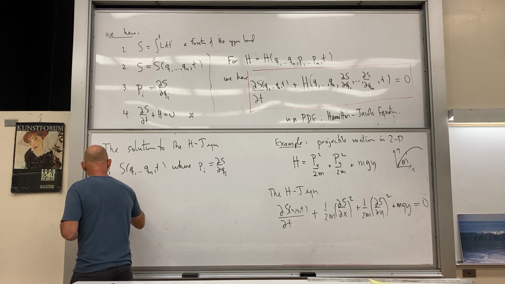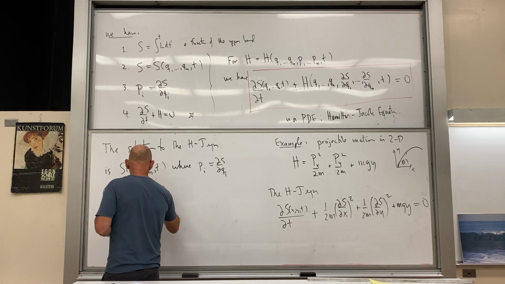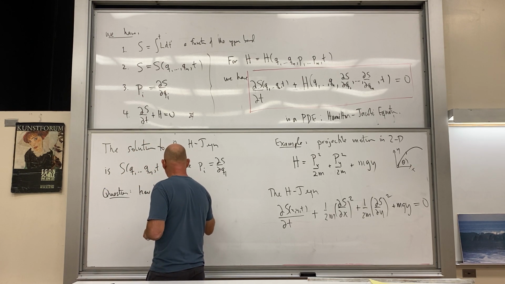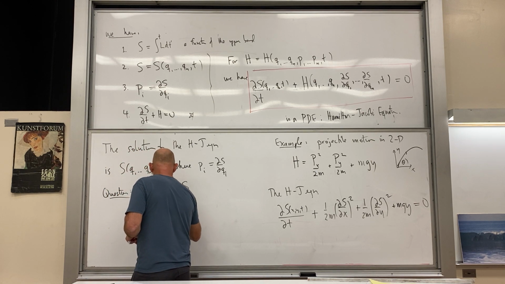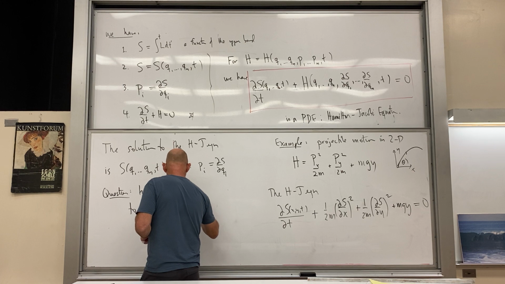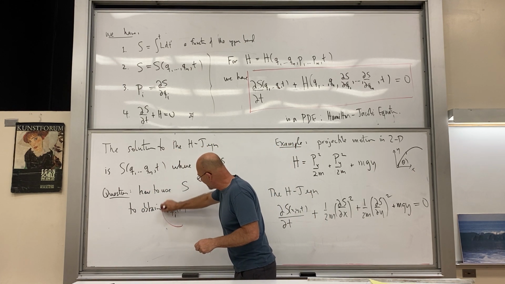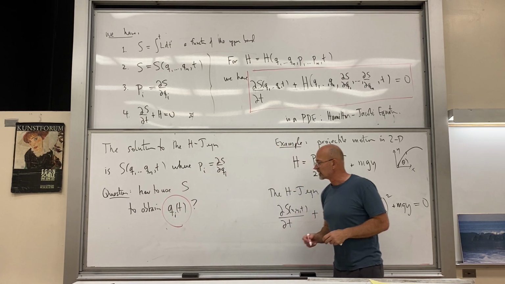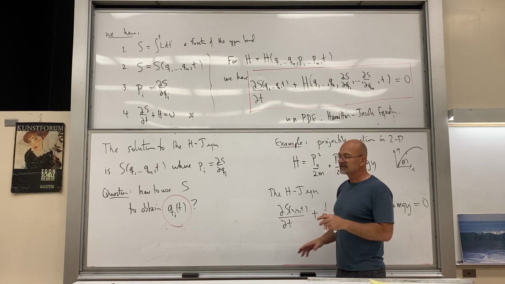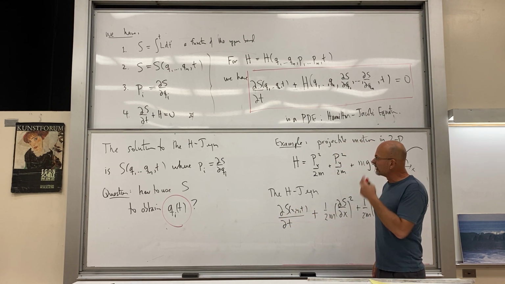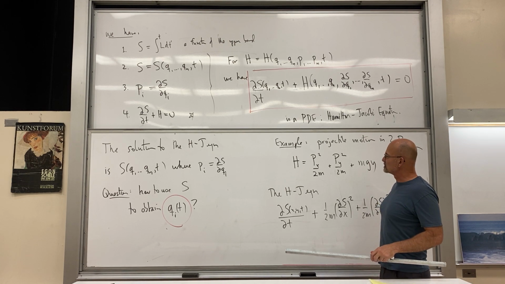Question. How to use S to obtain q sub i of t. Okay. Because this of course is the goal of mechanics. How do you get q sub i of t? q of t, the motion, for each degree of freedom. And at this stage of the game, we don't yet know how to do that, so we have to do some other developments that will eventually get us there.